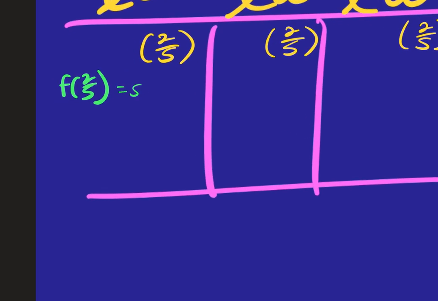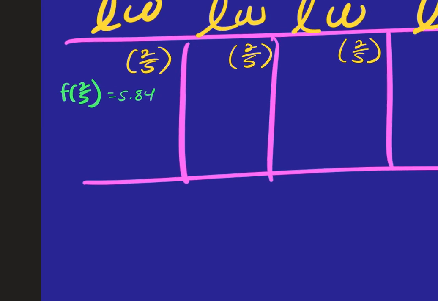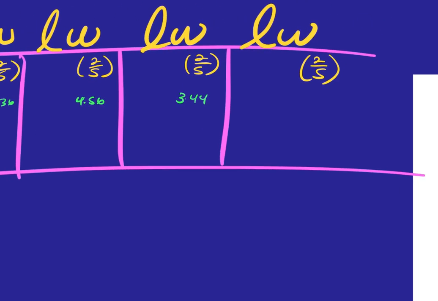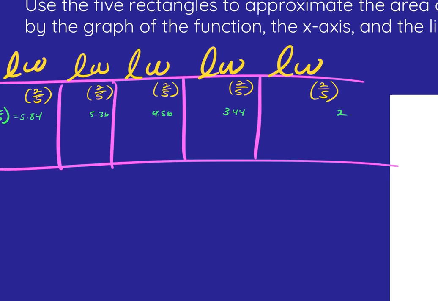And I get 5.84. And then repeat it, y1 of 4/5, and I get 5.36. And I do 6/5, and I get 4.56. And I do 8/5, and I get 3.44. And I can do 10/5 or 2, and I get 2.